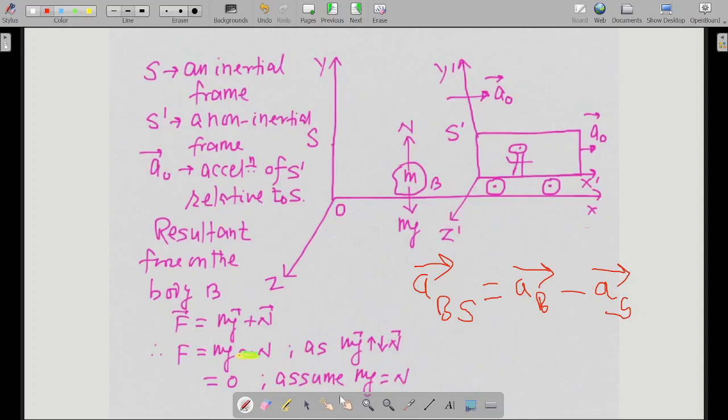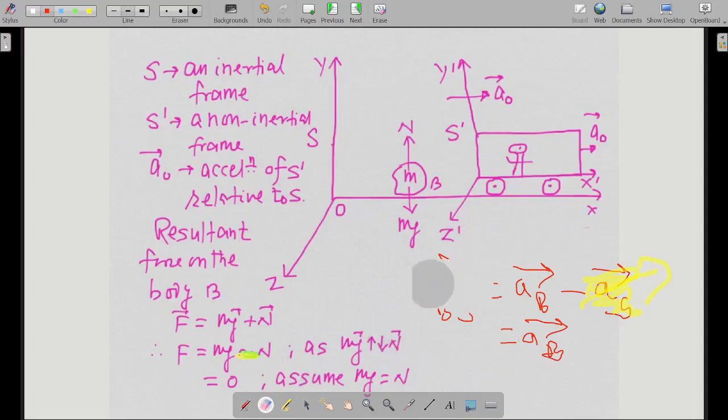But S is your inertial frame, right? So as S is an inertial frame, this term will always be 0, because S is an inertial frame. So your acceleration of body B with respect to S comes out to be equal to the acceleration of the body itself. That is the real acceleration of the body. Okay, real acceleration of the body.